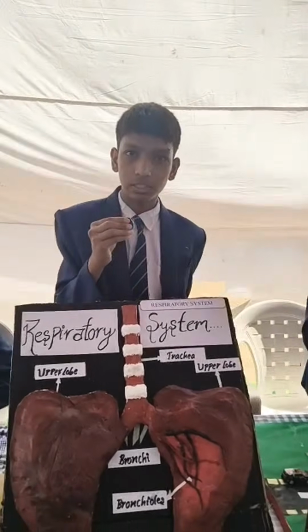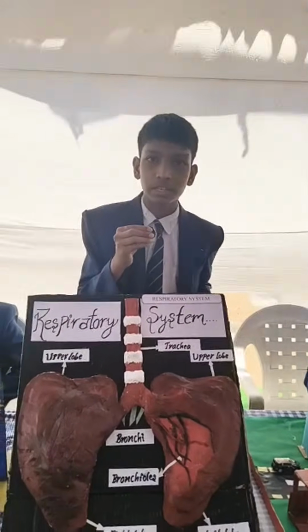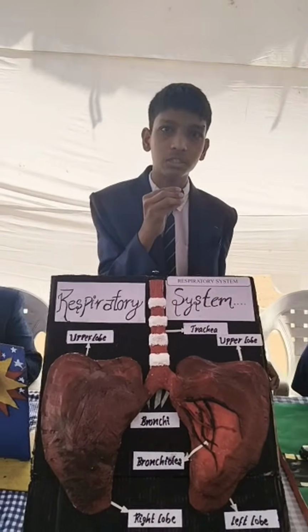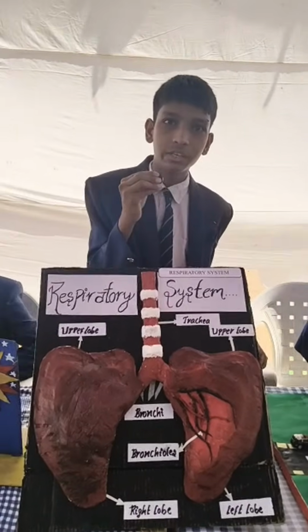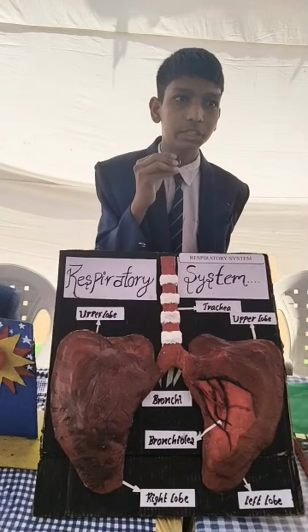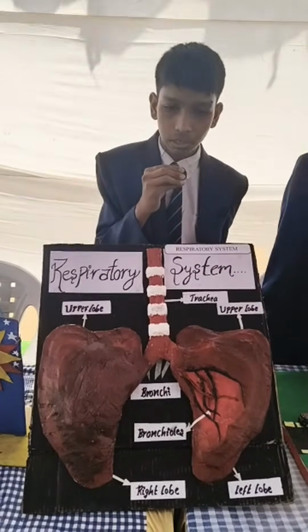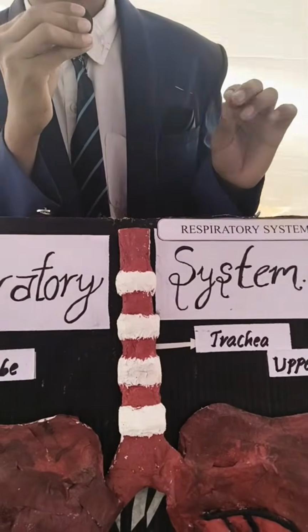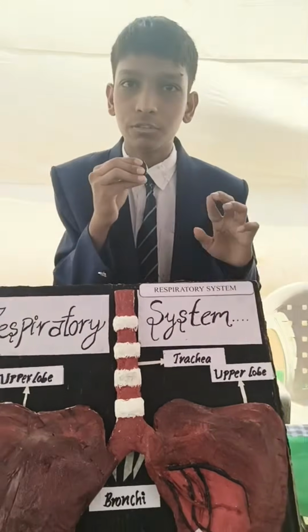Now I am going to explain the working process of lungs. Respiration is the process by which food is broken down to form energy. Trachea channelizes air to lungs and divides into 2 bronchi. Epiglottis is present here. It is a flap-like structure that controls the allowance of food and air.